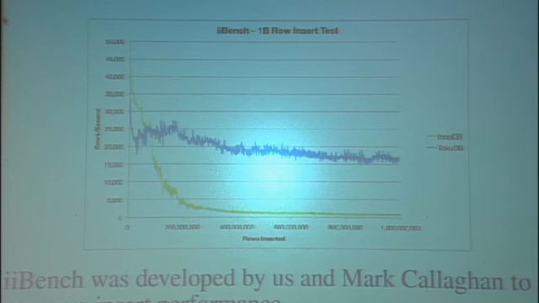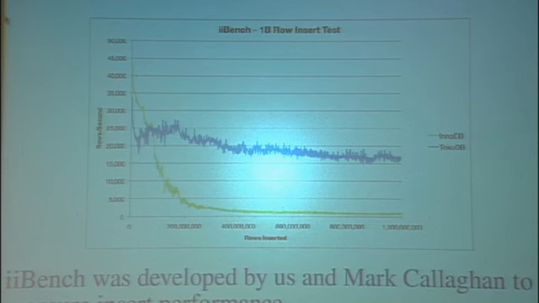And you can sort of see what happens as you insert stuff: the system falls out of main memory. The performance was really good at the beginning, 40,000 per second, and then boom, you're down to 200 here at the end by the time you've inserted a billion rows.